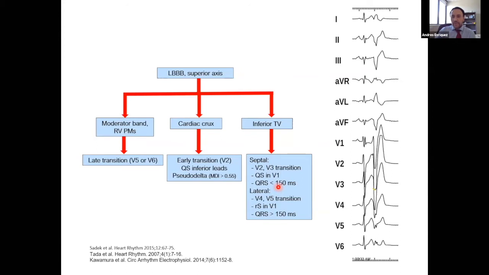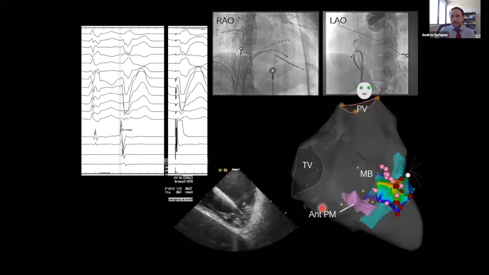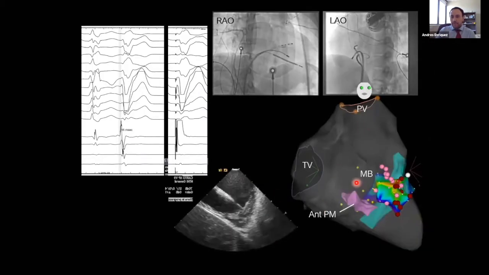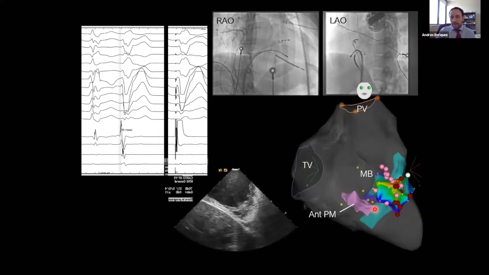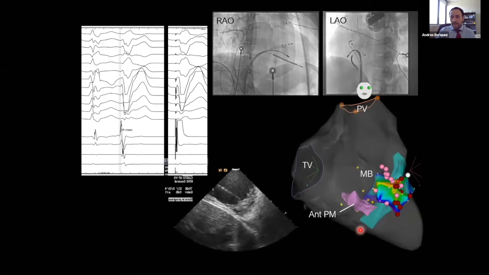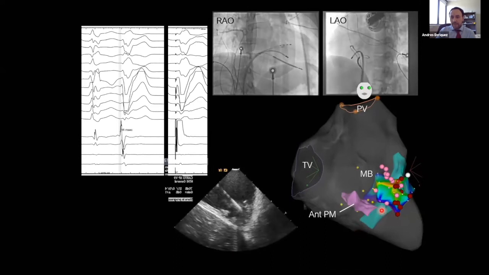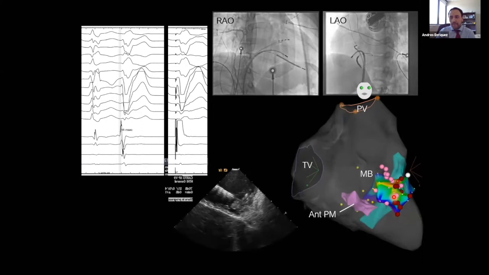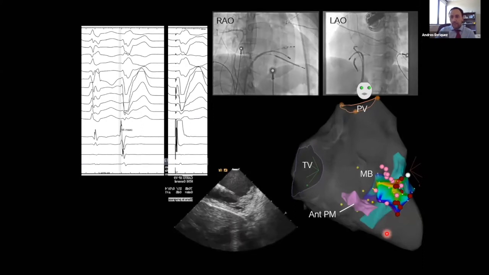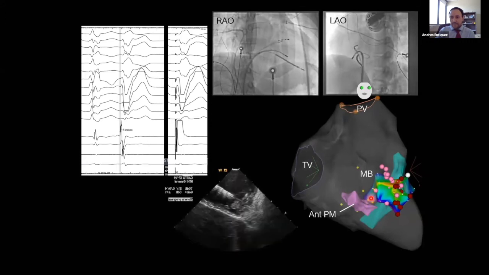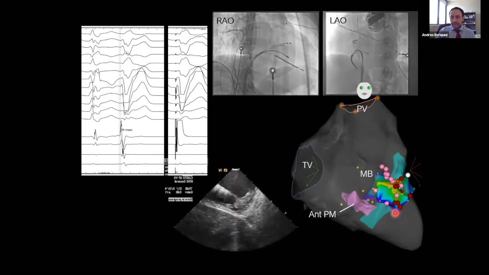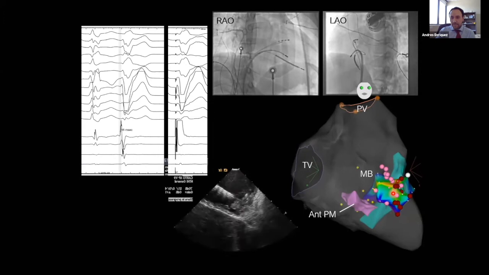So this is what the EP study shows. This is another map of the right ventricle with the pulmonic valve and the tricuspid valve. And here you have the moderator band, which is a muscular trabeculation that extends from the septum to the free wall of the RV and provides support to the anterior papillary muscle, which is this structure here. So you can see the site of ablation marked with red dots.